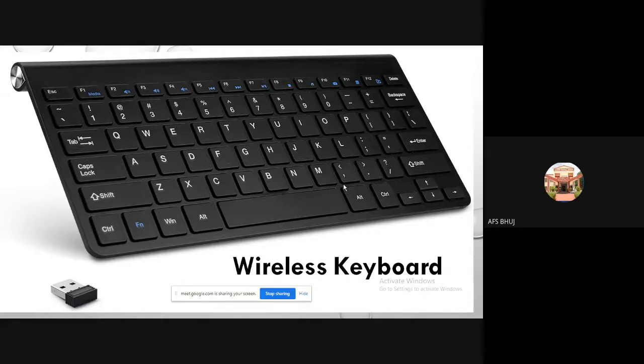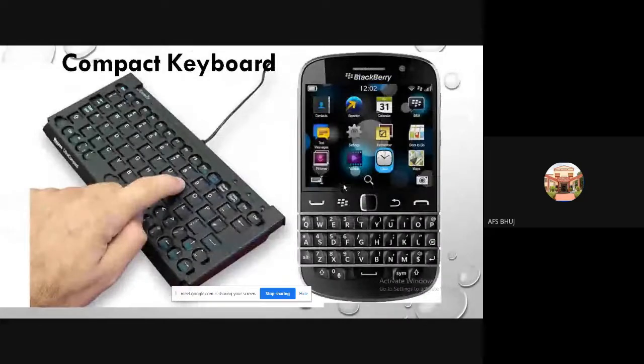Next one is the compact keyboard. A compact keyboard is very small in size, we can hold it in a hand. You can see it in mobiles also, older phones like Motorola and BlackBerry mobile phones use a compact keyboard. These keyboards are built into the top of the system unit and are permanently attached.